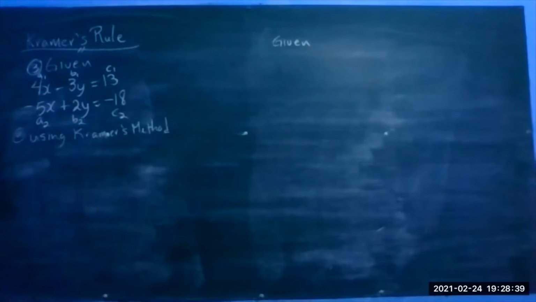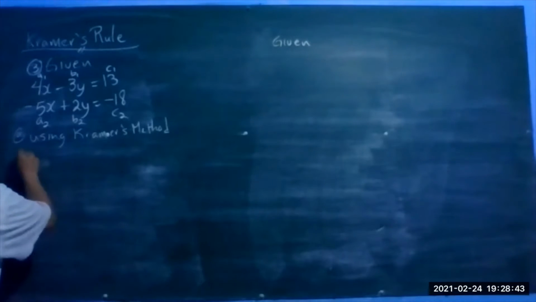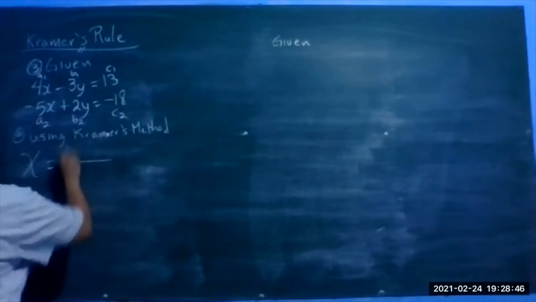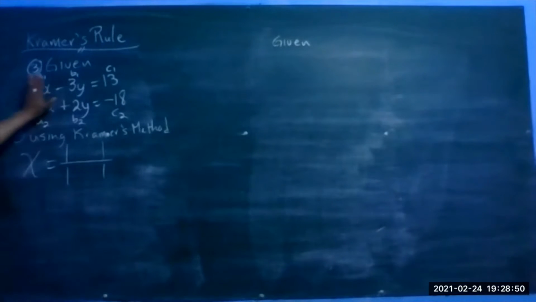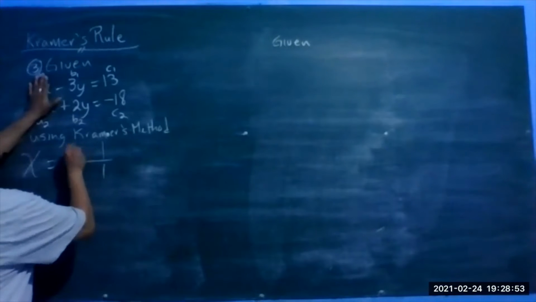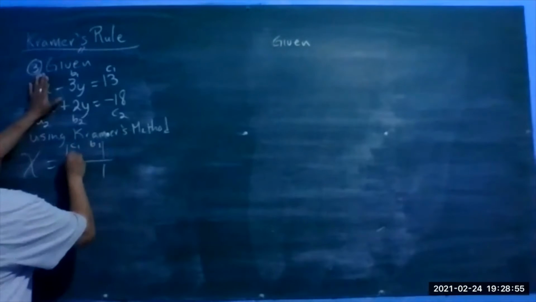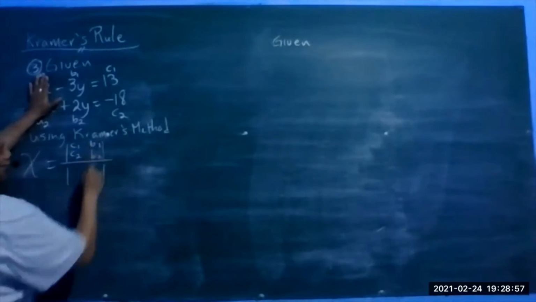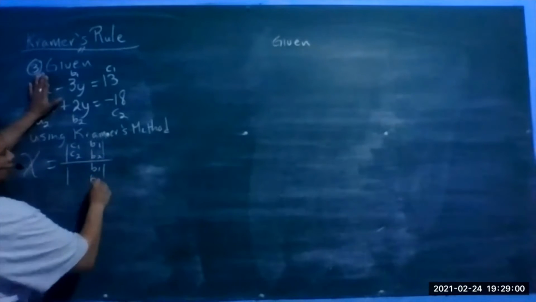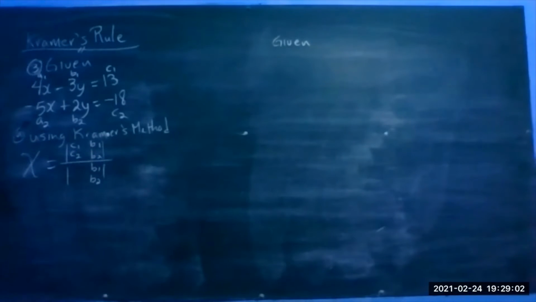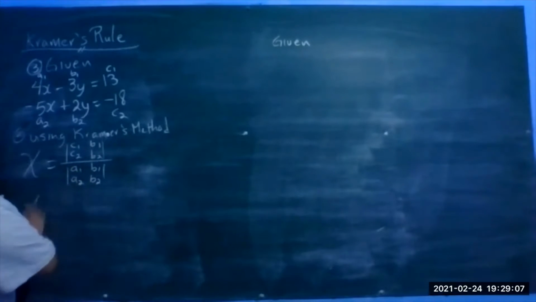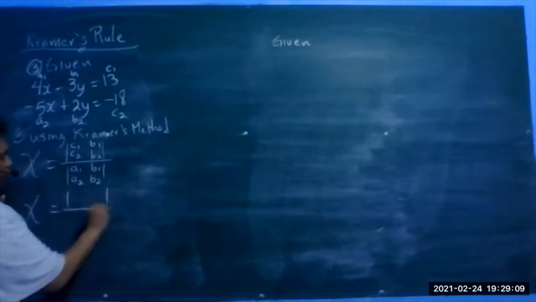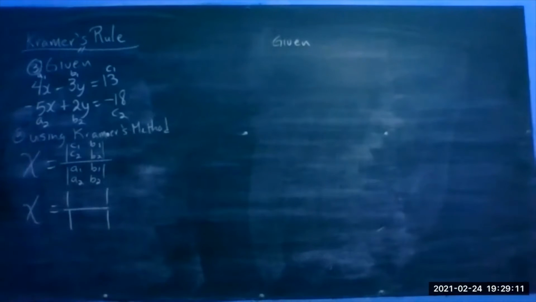Again, do not try to memorize the formula, just take it out from letters and numbers here by covering the x. So I have C1, B1, C2, B2. This comes down, so it has to be in the same position, and then I just write A1, A2. From there, I just need to plug in my numbers.